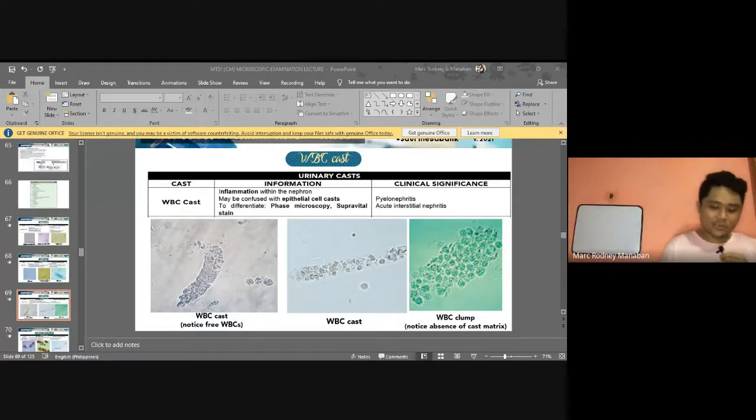Alright. Interstitial nephritis. Acute interstitial nephritis. What is the pathognomonic or very predominant WBC found in this type of disease? If you see this, you will think that the patient may have acute interstitial nephritis. What WBC is this?